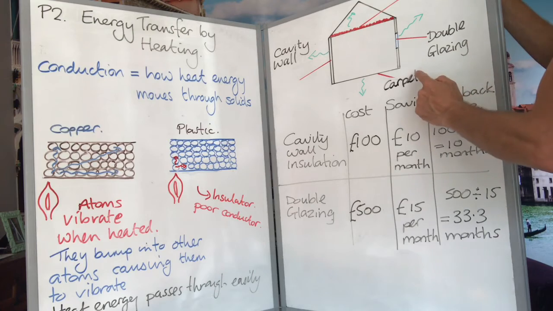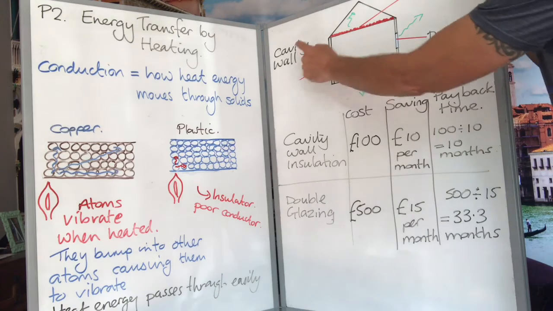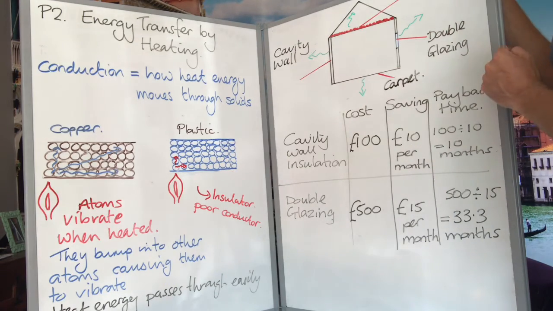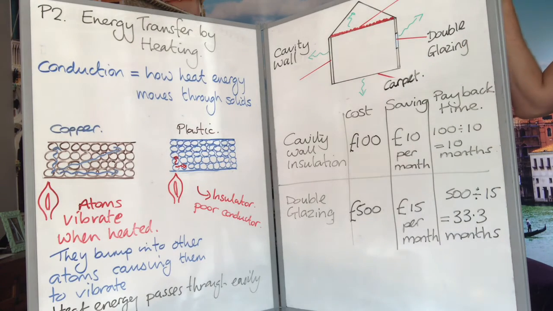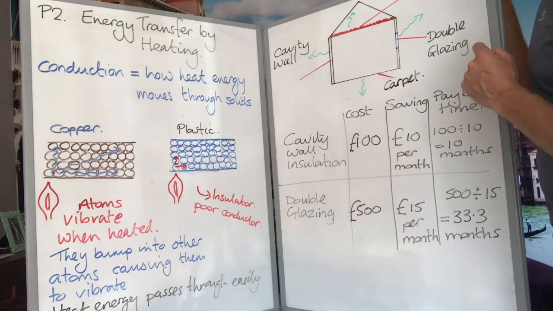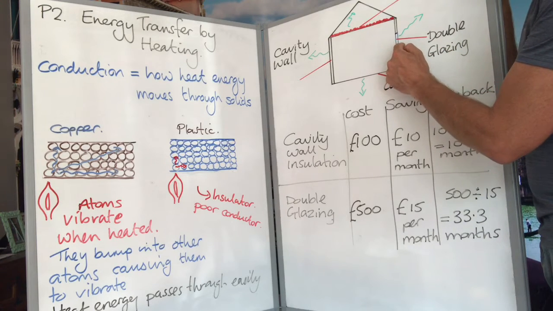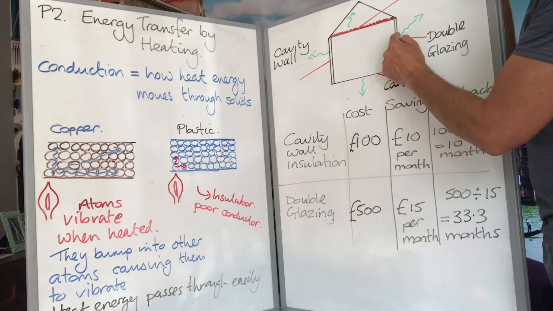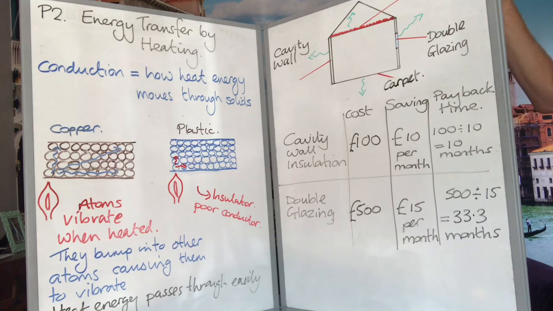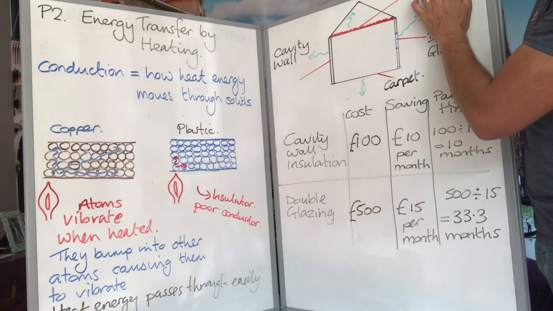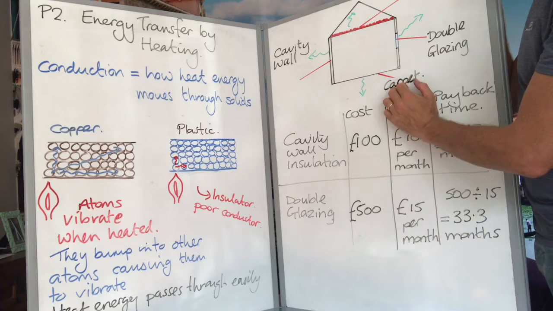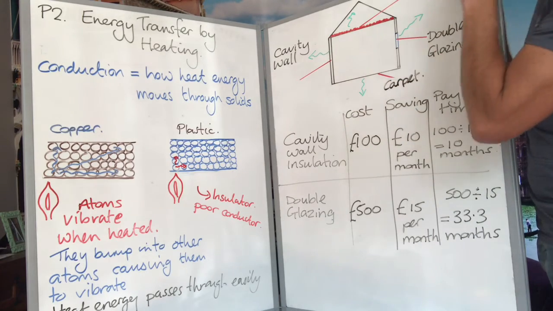Which means that carpet, glass fibre and cavity wall insulation and double glazing are all good insulators or insulating materials. Less so with double glazing, it's a gap between two panes of glass which is filled with an inert gas which is not very good at conducting heat energy.